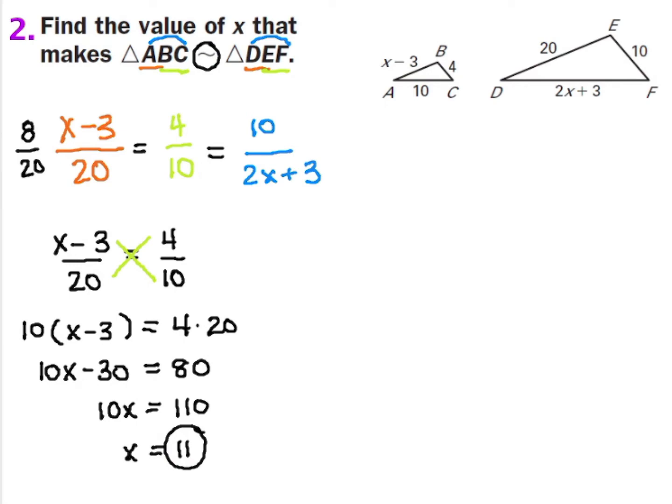And you know, if x is 11 for that fraction, x is going to have to be 11 for this one too. 2 times 11, 22, plus 3 is 25. How are you feeling about 10 over 25? Divide by 5, divide by 5, that's 2/5. And so is this one. And so is this one. So I think x equals 11 is the winner.